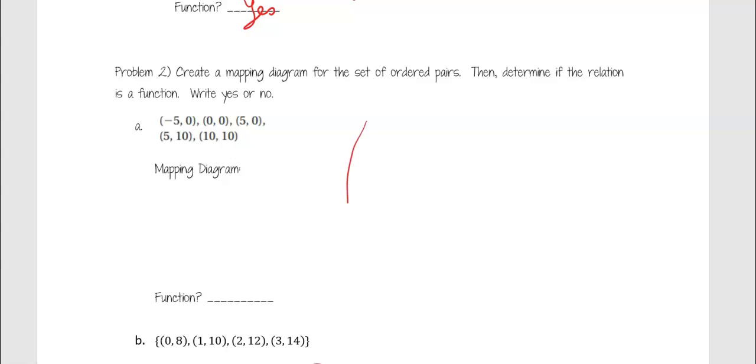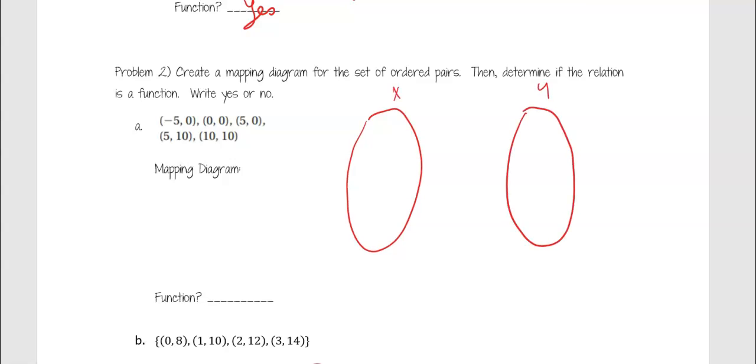And then let's check out, it says create a mapping diagram for the set of ordered pairs, then determine if the relation is a function. So I'm going to have my x's in one, my y's in the other. List my x's. I've got -5, 0, 5, and 10. I'm not going to repeat the 5. And then my y's are 0 and 10.